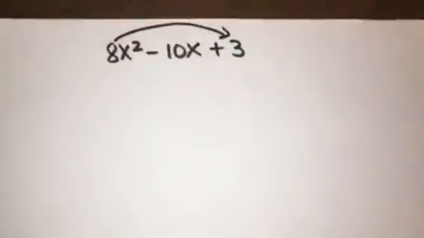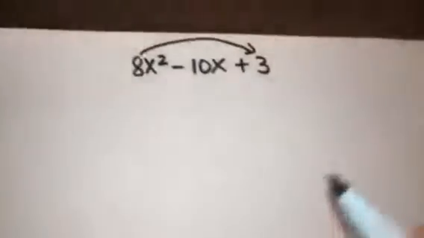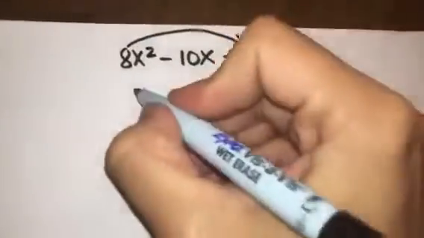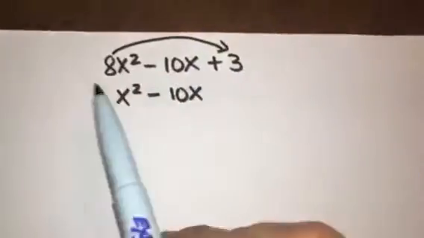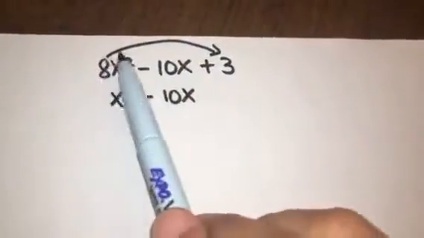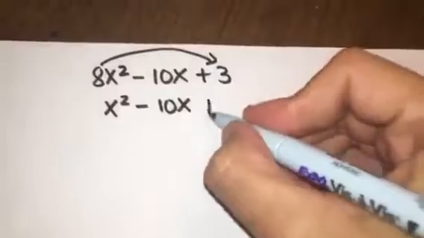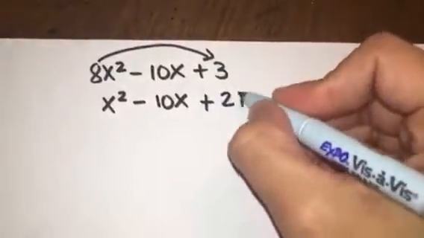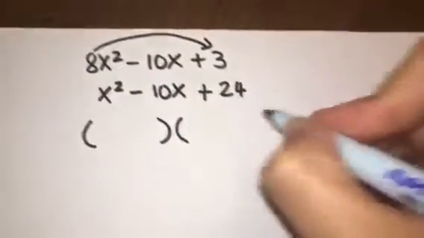We are going to slide the 8. What that means is that you're going to take off this coefficient from the first term, and you're going to rewrite your trinomial without the first coefficient, and then you're going to slide the 8, which means you're going to multiply the first number times the C term of your trinomial. So 8 times 3 is 24. After this, you're going to factor this new trinomial as normal.